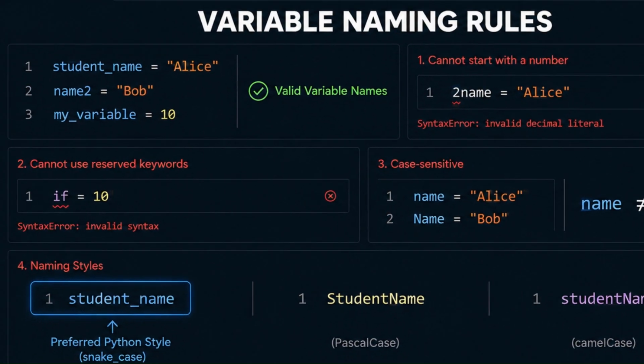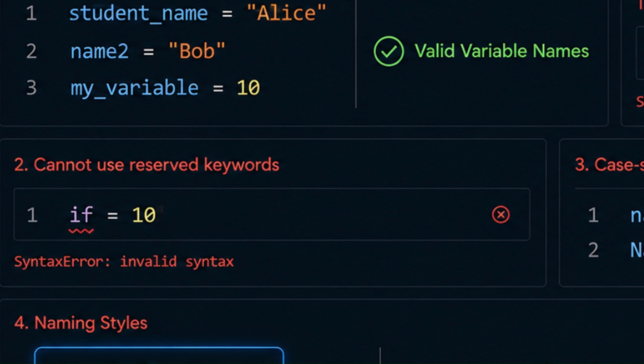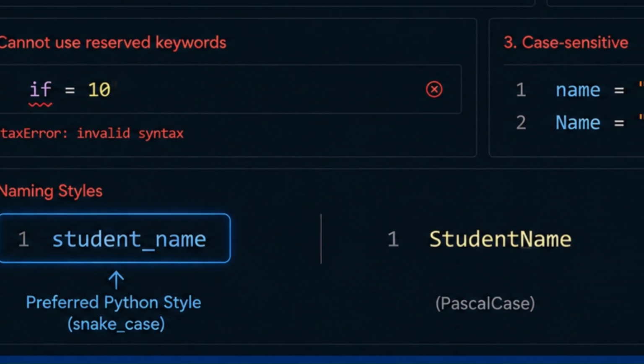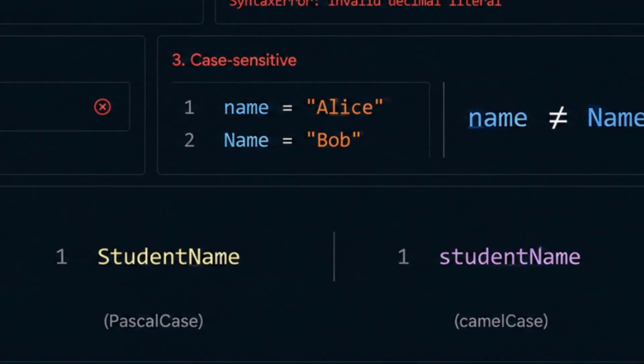Another important rule is that you cannot use Python keywords as variable names. Keywords such as if, for, while, and class already have special meanings in Python. Finally, Python programmers usually follow a naming style called snake case. That simply means using lowercase letters with underscores between words. For example, student_name is preferred over studentName or StudentName. Following these conventions makes your code much easier to read, especially when working with other developers.